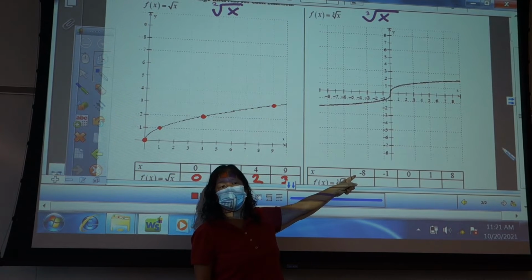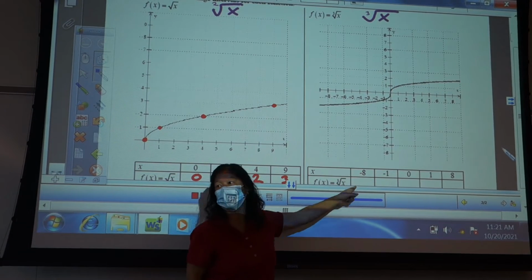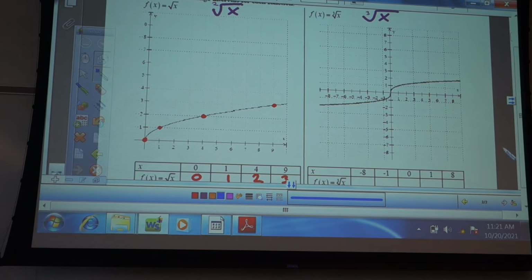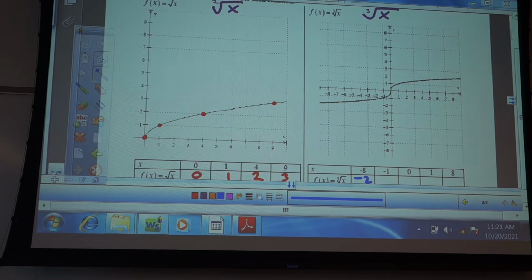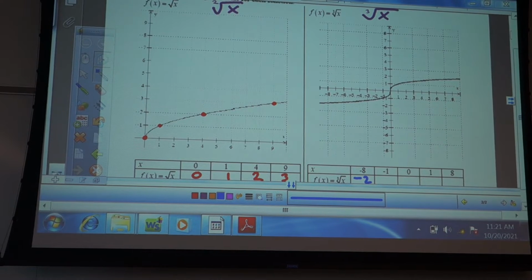But for this one, what do you multiply by itself 3 times to get -8? -2. Right? Nice and tidy. What do you multiply by itself 3 times to get -1? -1. What do you multiply by itself 3 times to get 0? 0. Perfect. What do you multiply by itself 3 times to get 1? 1. Nice, David. What do you multiply by itself 3 times to get 8? 2. Perfect.